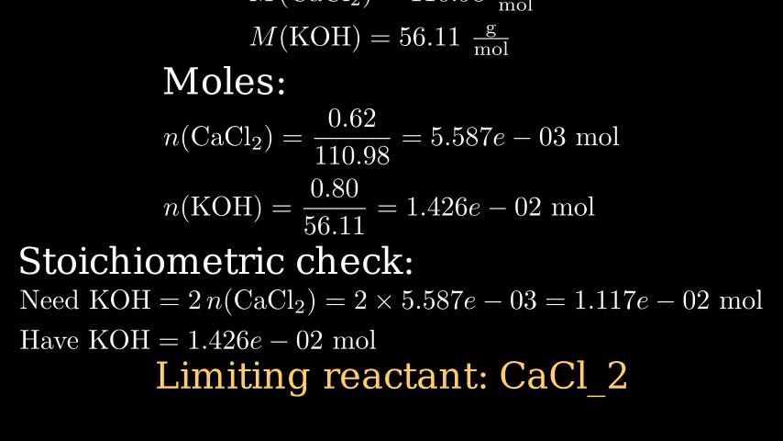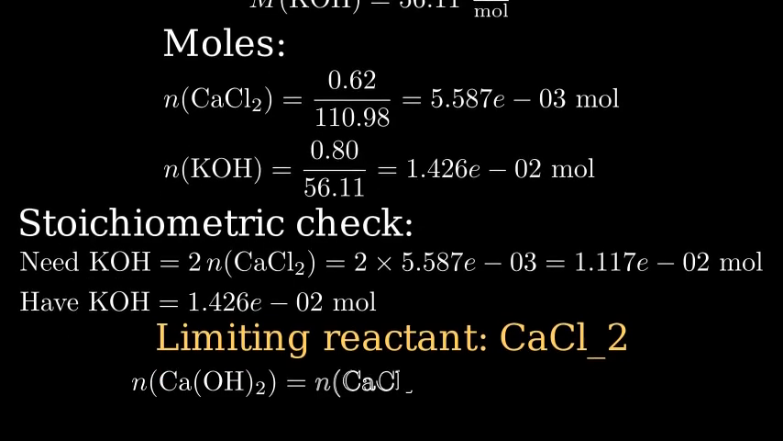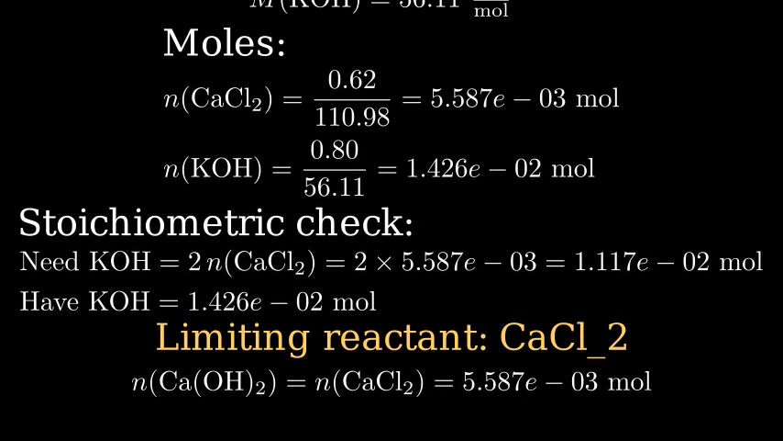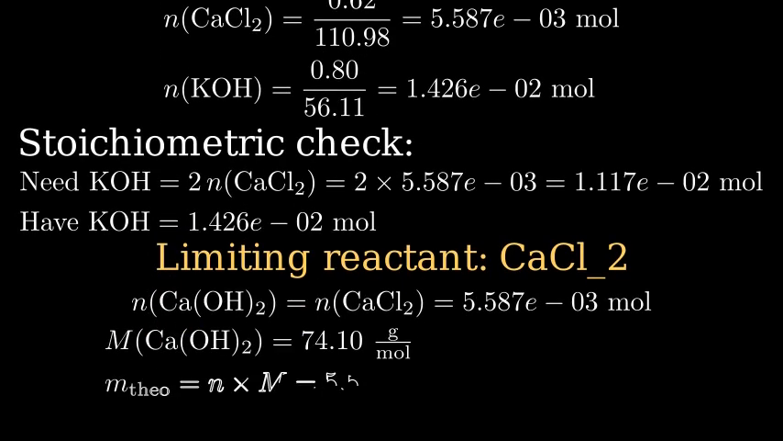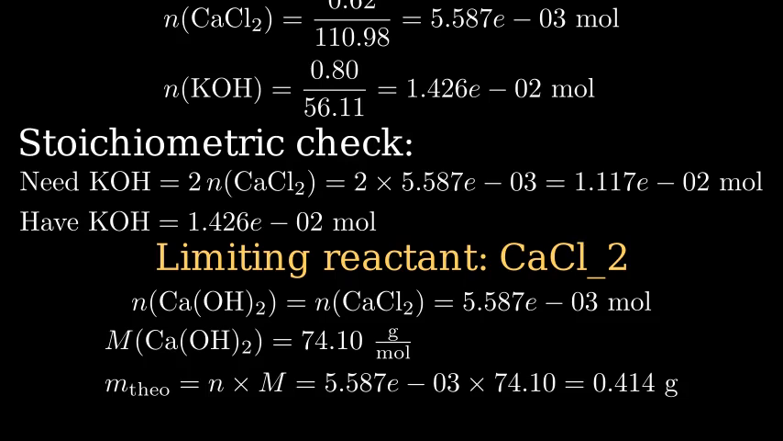Step 3. Compute the theoretical yield of calcium hydroxide. From the balanced reaction, 1 mole of calcium chloride makes 1 mole of calcium hydroxide. So the moles of product equal the moles of the limiting reactant. Convert moles to grams with its molar mass, 74.10 grams per mole.